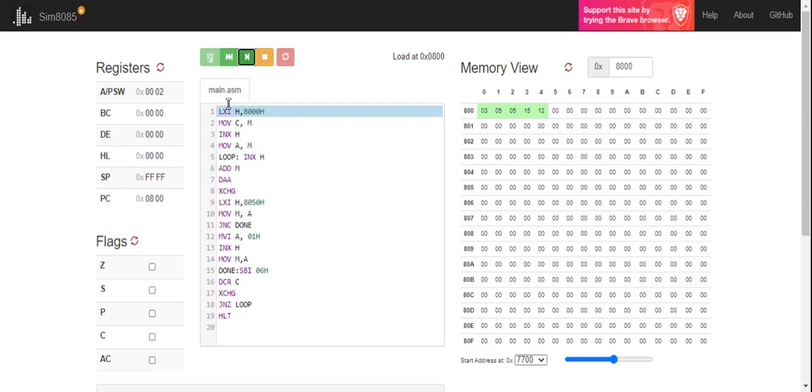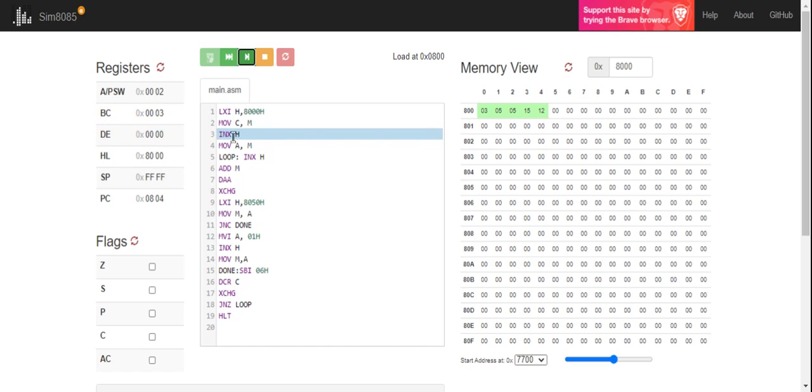Where am I going to load it? I'm going to load it from my 8000 location, and this is now available in the M register. So what am I going to do next? This particular value of 03 is going to be moved where? MOV C, M. It is going to be moved to C register. So if you see over here B register, C register, C register now will be updated with the value 3.